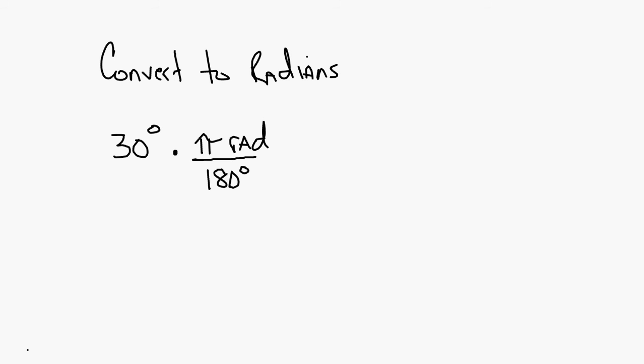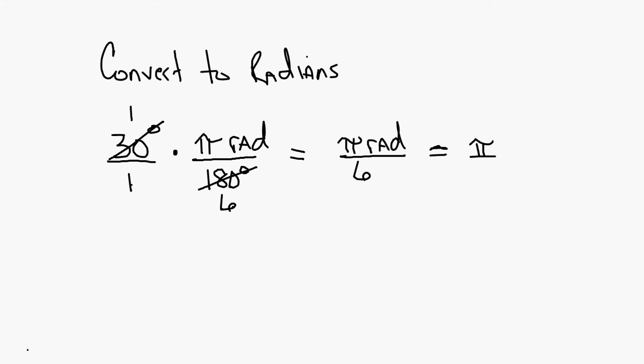Now watch what happens here, okay? You gotta remember how to cross cancel. 30 goes into itself once, and it goes into 180 6 times. 1 times pi radians is pi radians. And the 30 was over 1, but it wasn't written, so 1 times 6 is 6. Alright, so pi radians over 6, which is the same as pi over 6 radians.